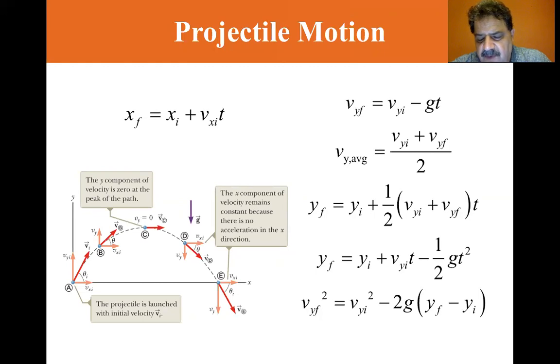The horizontal and vertical components of the projectile's motion are completely independent. They can be handled separately, with time t as a common variable for both components. You can see the equations here: vy final equals vy initial plus g t, and vy average is vy initial plus vy final over 2. These are basically just your kinematic equations of motion, because since it's constant acceleration, we use these kinematic equations.